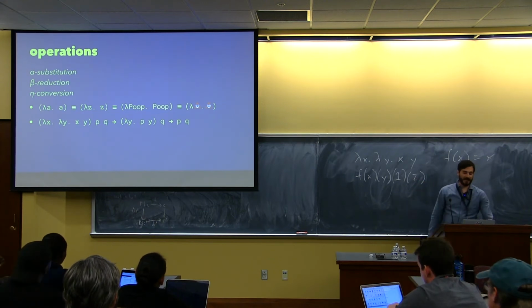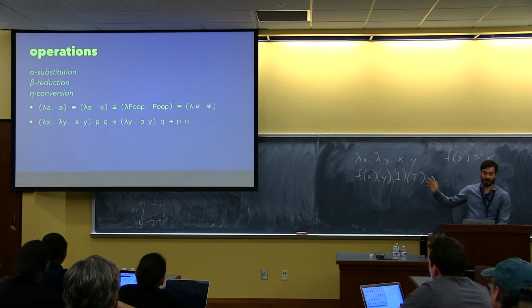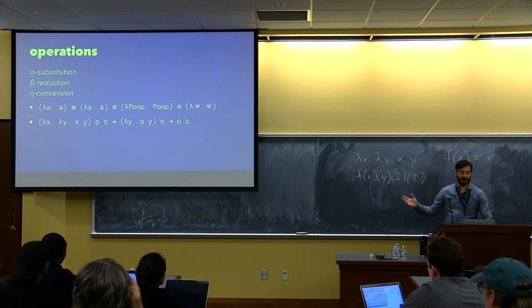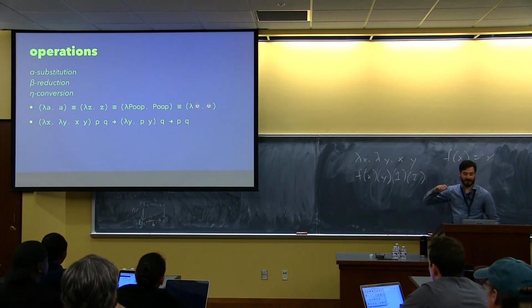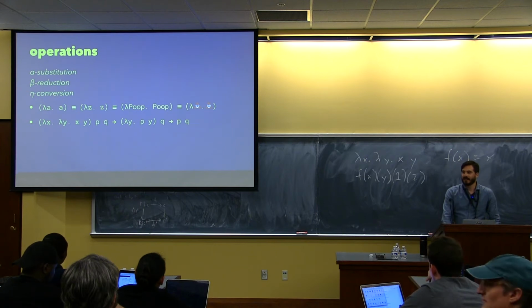Here's a slightly more complicated one. That was alpha substitution. This is beta reduction. I kind of did a few already, so I hope this makes sense. You have lambda x, lambda y, x, y, applied to p and q. So first you apply the p, the x goes away. Now you have lambda y dot py. Then you apply the q, the lambda y goes away, and you end up with pq. Does that make sense?